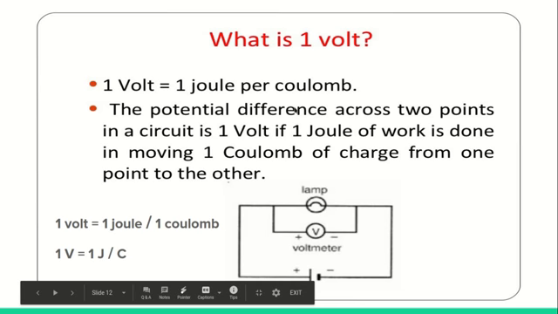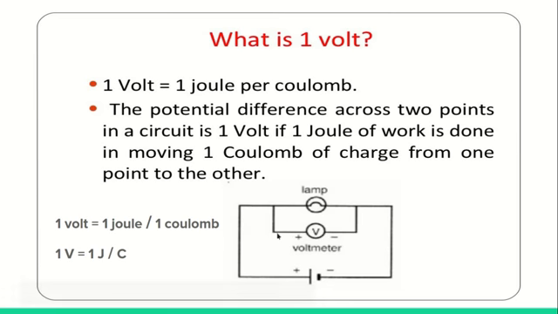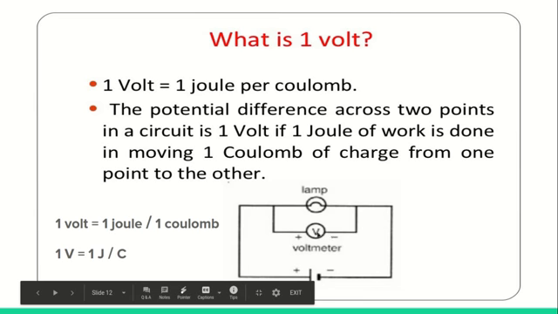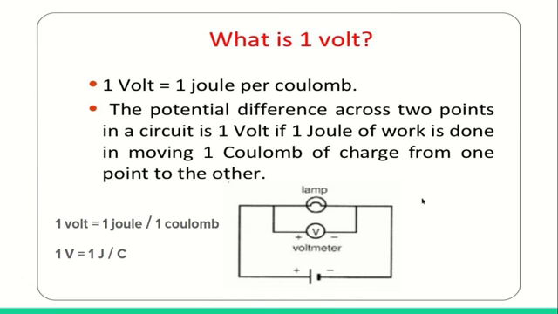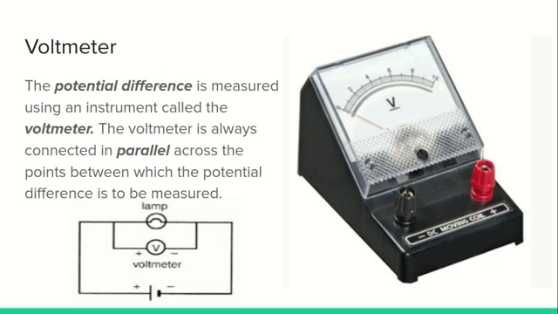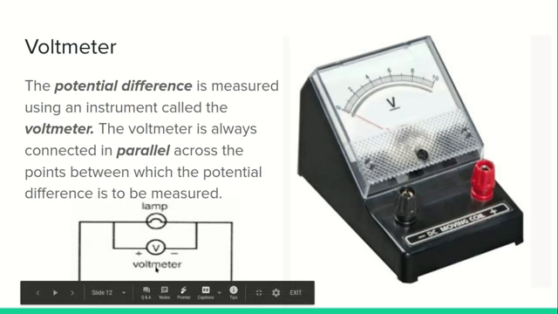As I told you previously, a voltmeter is actually connected in parallel. So you can see here in this diagram that the voltmeter is not connected in accordance with the circuit, but across the points where you need to find the potential difference. The voltmeter is a device that is connected in parallel, as I said. It looks something like this.